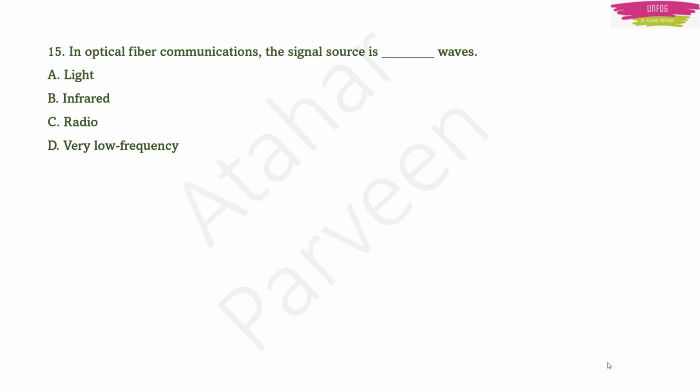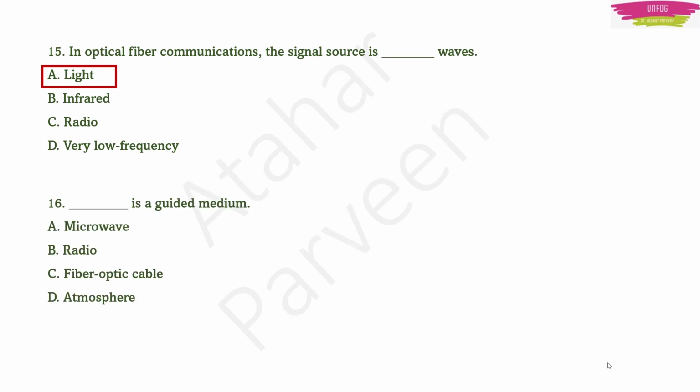Next question. In optical fiber communications, the signal source is dash waves. It should be light. We don't need any other source, right? We need the light source only for optical fiber because it is total internal reflection. Dash is a guided medium. Guided medium means you can guide that, isn't it? That is fiber optic cable.